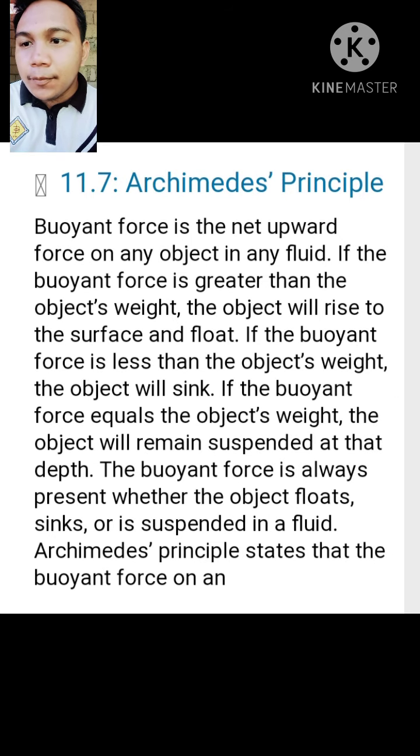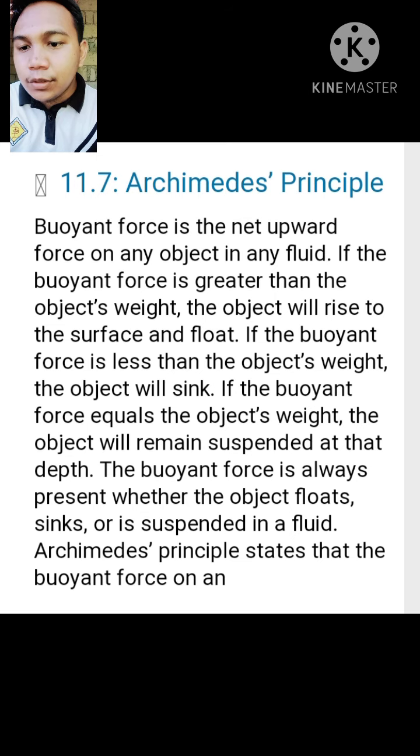Archimedes' principle. Buoyant force is the net upward force on any object in any fluid. If the buoyant force is greater than the object's weight, the object will rise to the surface and float. If the buoyant force is less than the object's weight, the object will sink. If the buoyant force is equal to the object's weight, the object will remain suspended at that depth. The buoyant force is always present whether the object floats, sinks, or is suspended in a fluid.